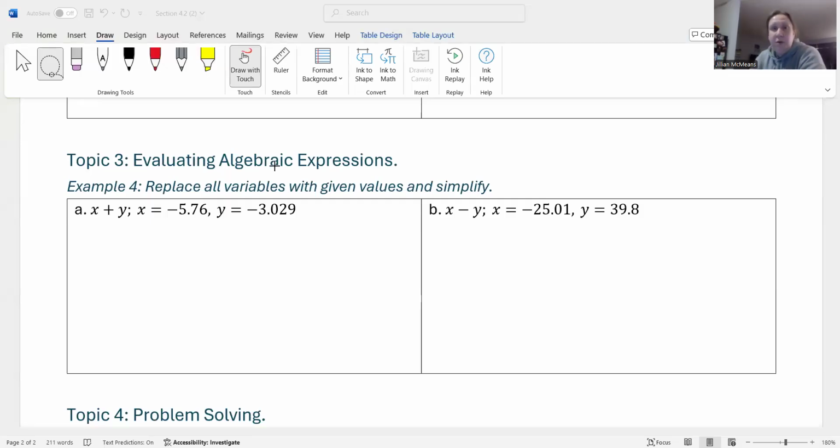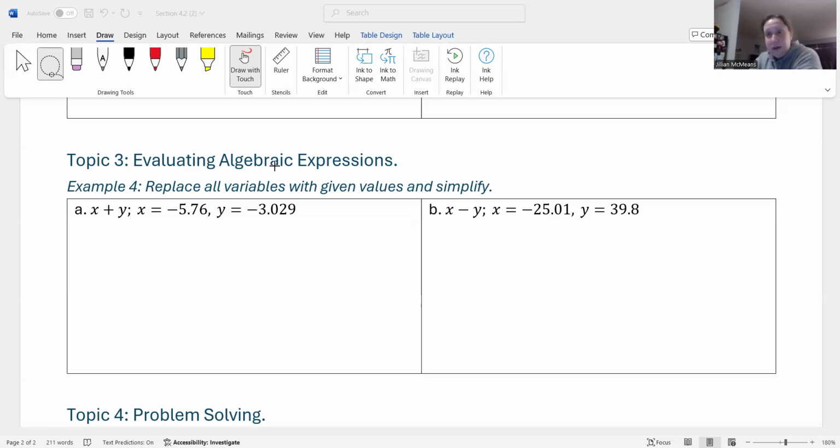Okay, for topic 3, we're going to look at evaluating algebraic expressions, and we've done this in a bunch of our different worksheets. We learn a new concept, and then we see if we can tie that into this world of algebra. So we've learned how to add and subtract decimals. Let's evaluate algebraic expressions where we have to add and subtract decimals, okay? So remember, when we evaluate algebraic expressions, we just replace the variables with given values and simplify, okay? So that's what example 4 asks us to do.